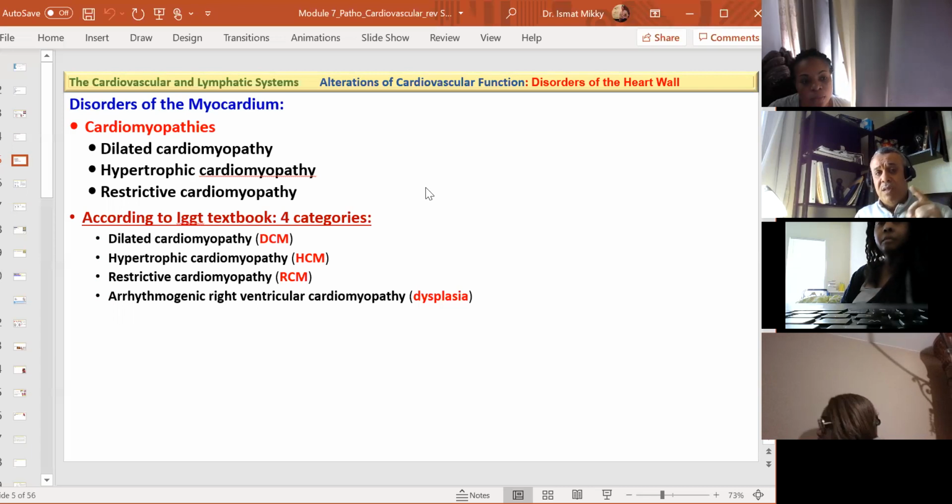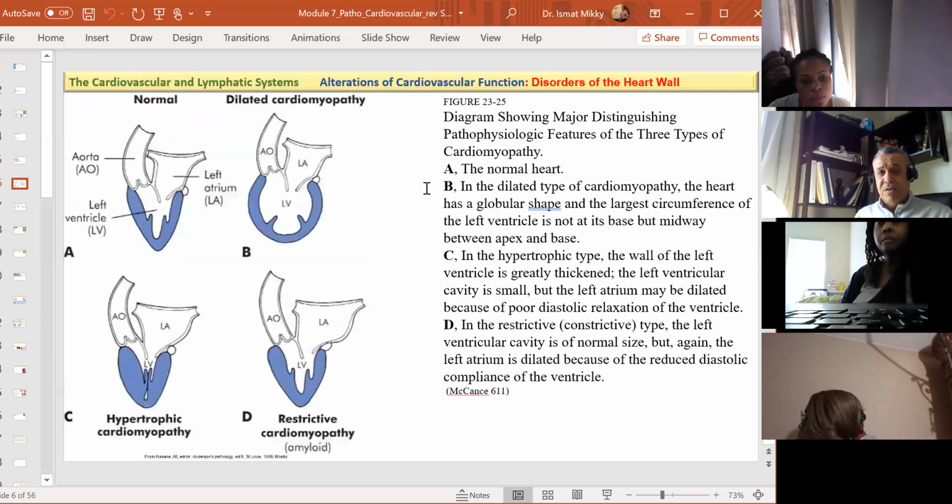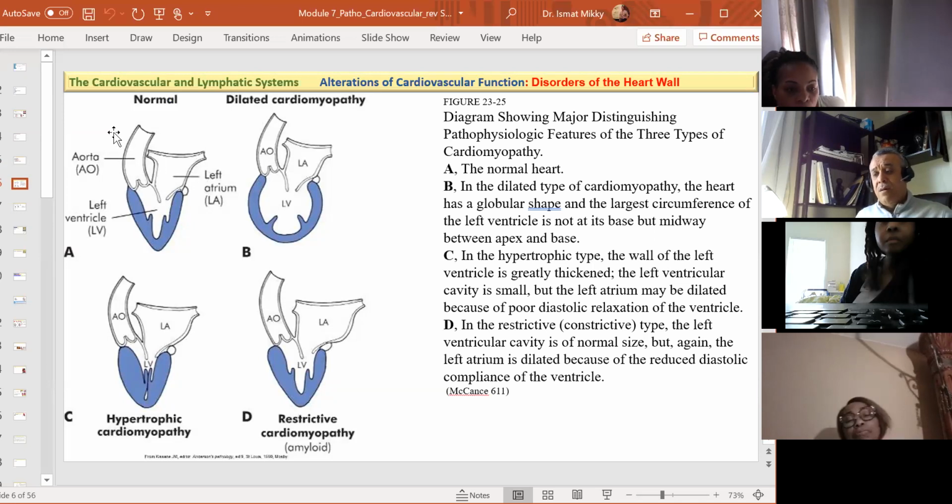Let's see what the difference is between dilated, hypertrophic, and restrictive. This figure explains the difference very well. A is the normal heart. And then B, right here, is the dilated cardiomyopathy, abbreviated as CMP. Now the heart has a globular shape, and that's from dilatation.